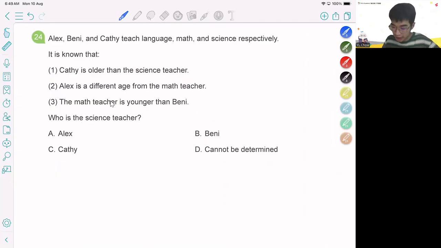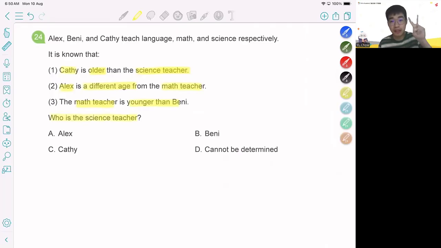It is known that, number one, Kathy is older than the science teacher. Number two, Alex is a different age from the math teacher. Number three, the math teacher is younger than Benny. Now, the question is asking us to match each person to their subject, and then they are asking, who is the science teacher? Now, this logical reasoning question is quite a basic one.